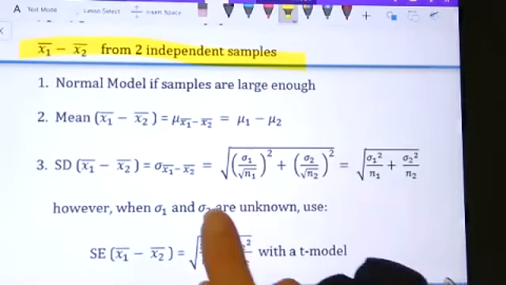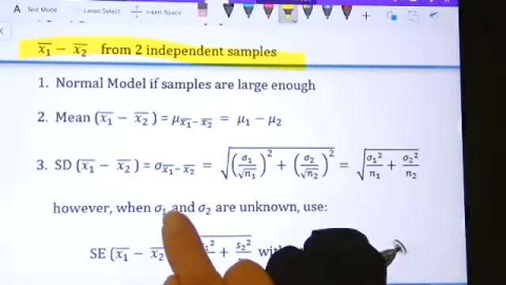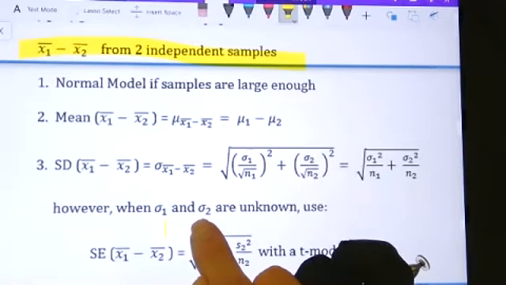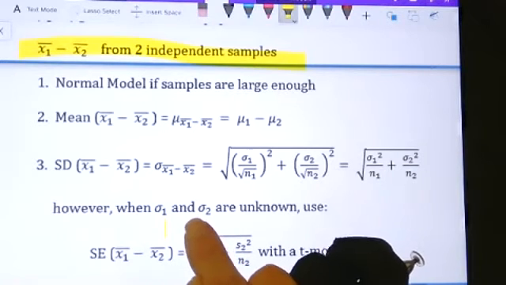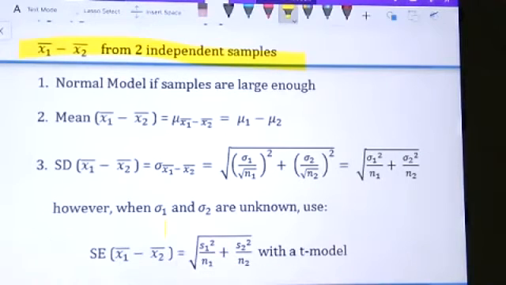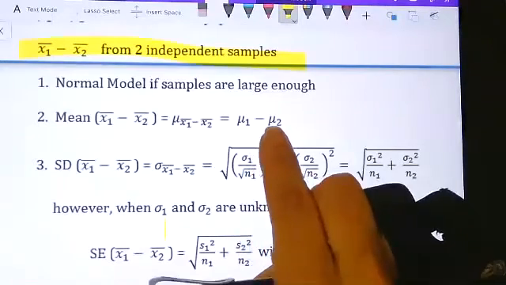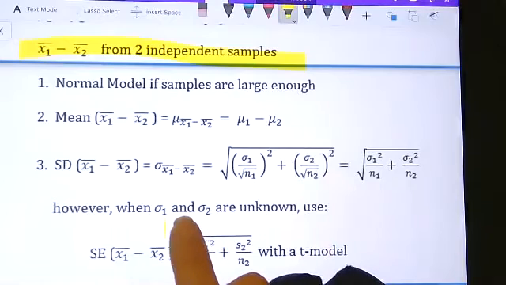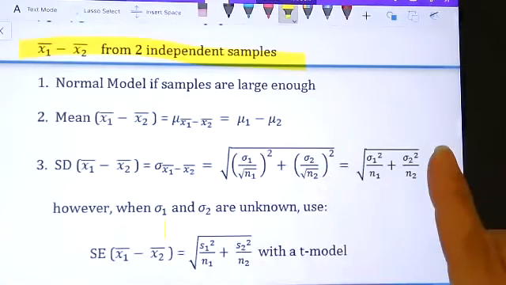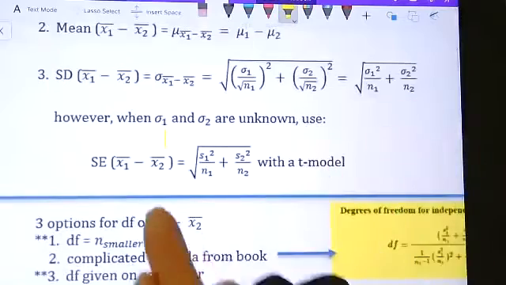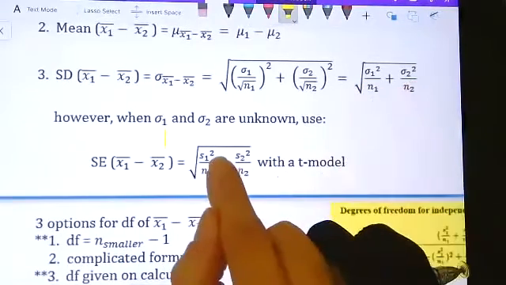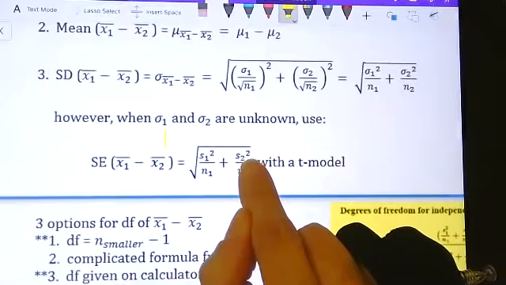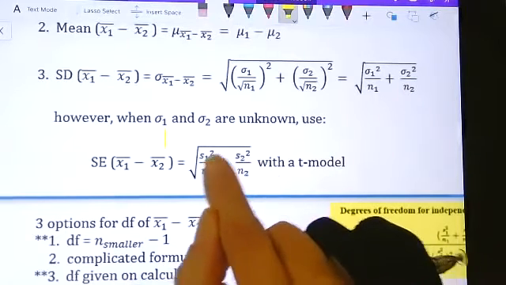However, when sigma 1 and sigma 2 are unknown, which they will be, because what are these? These are the standard deviations of a population. It's the typical distance away from the population mean, and we don't know what the population mean is. That's why we're doing this, because we don't know what those values are. So how in the world would we know what the standard deviations are if you have to calculate them by subtracting the population means that we don't know? So instead of sigma 1 and sigma 2, we use S1 and S2. Those are the standard deviations from the sample. So now we're estimating this.